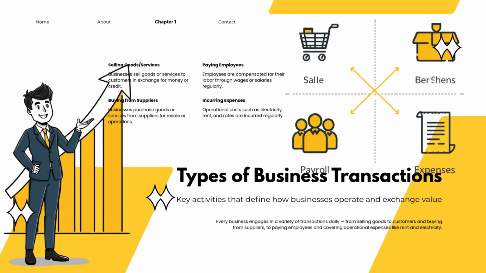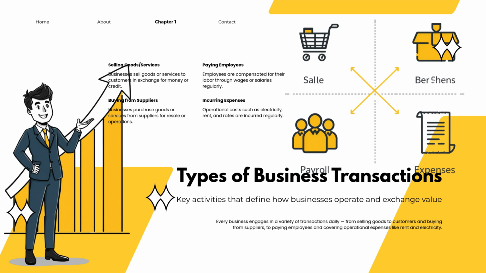Types of business transactions. There are numerous transactions in each business. It starts from the main activities of selling goods or services. Businesses are there to make a profit, so they make it through sales, either provision of goods or provision of services. They sell goods or services to customers in exchange for money or credit.